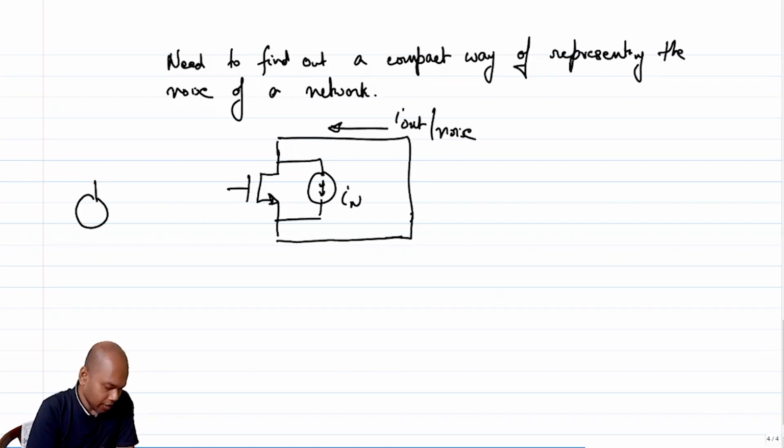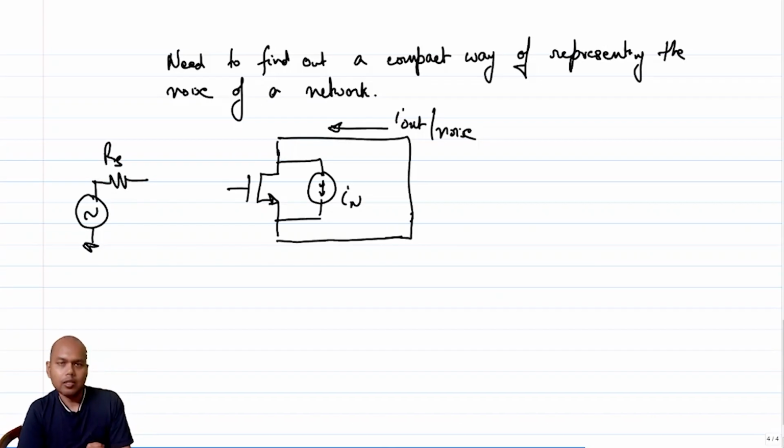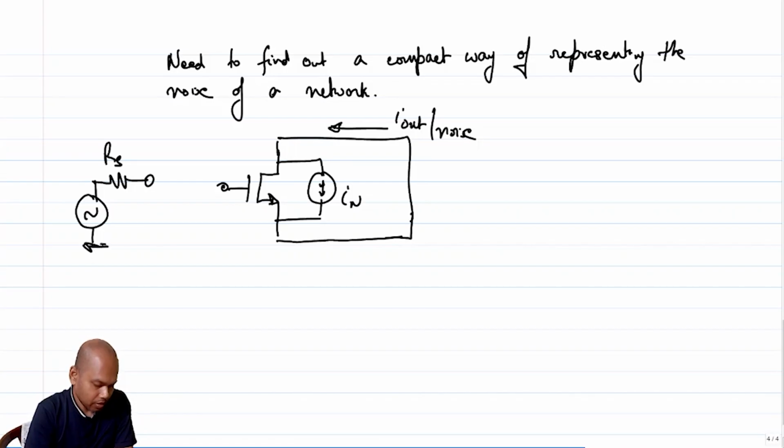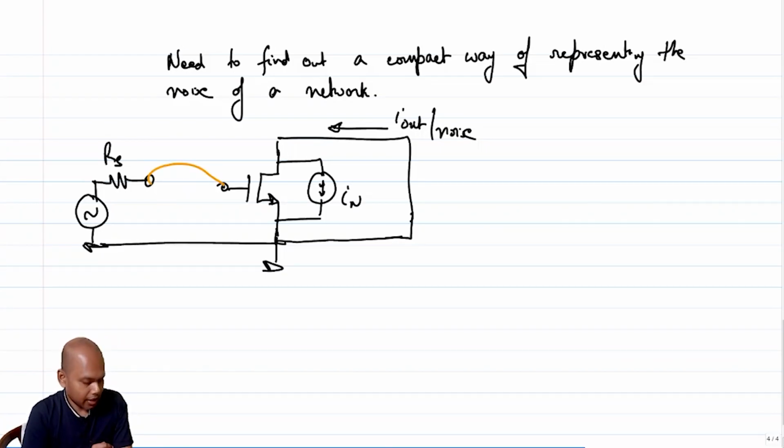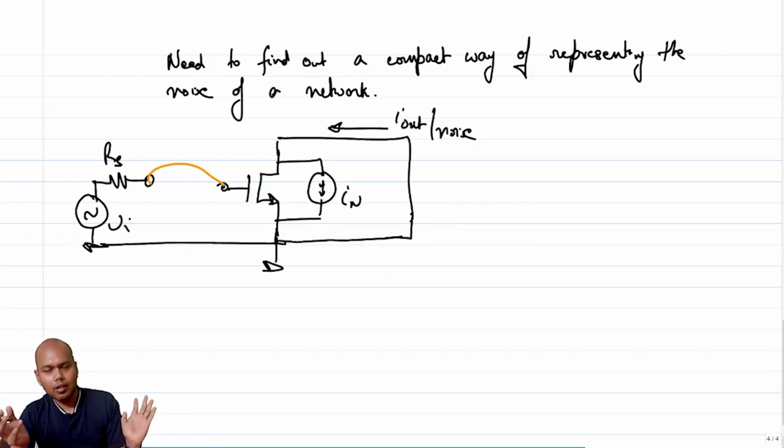And let's say I have an input source which has a resistance Rs, okay, and I'm going to interface this Rs with this transistor, right? I need to understand what sort of input voltage I should have so that I can get an output which is higher than the noise level. And I'm showing this with the toy example of one transistor. You can assume there are hundreds of transistors in the network.